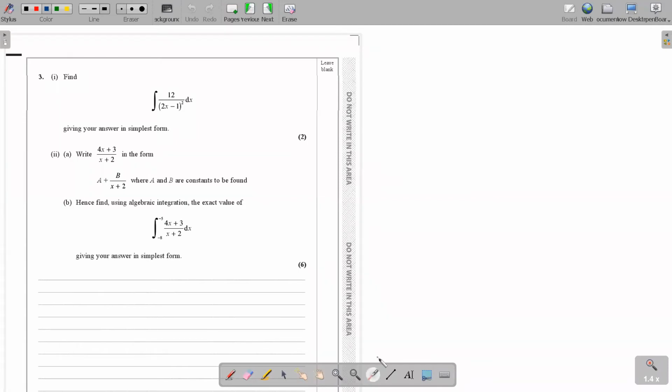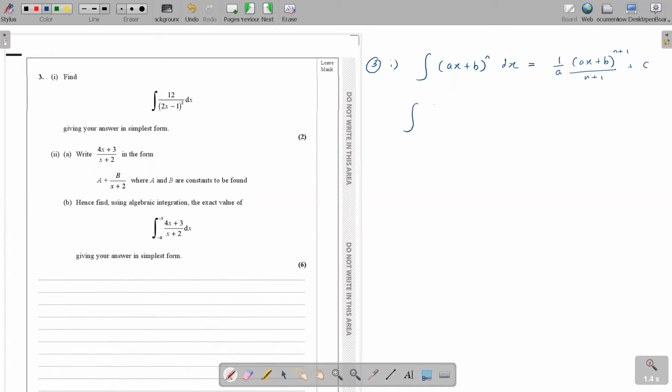Okay, so let's move on to question number 3. Integration of 12 over (2x minus 1) squared, giving your answer in the simplest form. If I give you the idea of how to integrate this, the rule that I'll be using here is the integration of (ax plus b) to the power n. The integration of (ax plus b) to the power n is 1 over a times (ax plus b) to the power n plus 1, divided by n plus 1, plus c. So this is the formula that we will be using, the first integration rule.